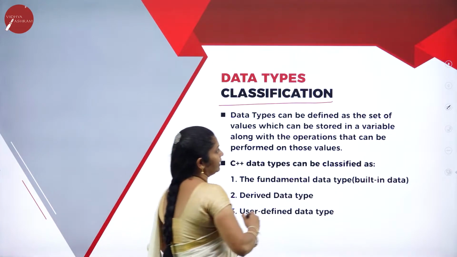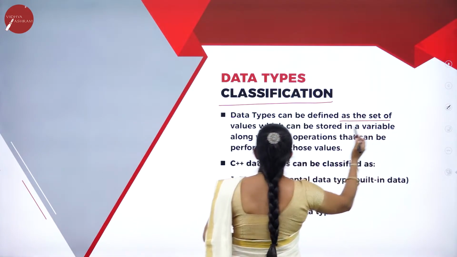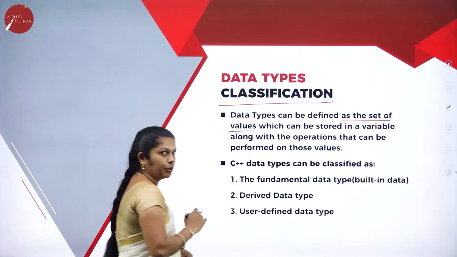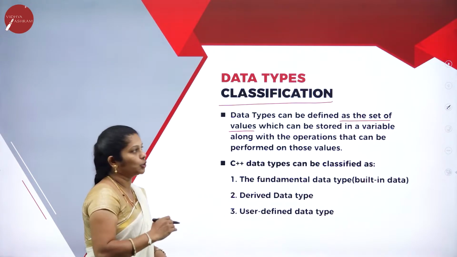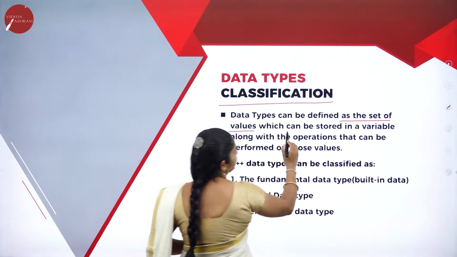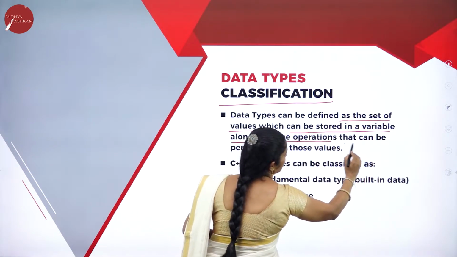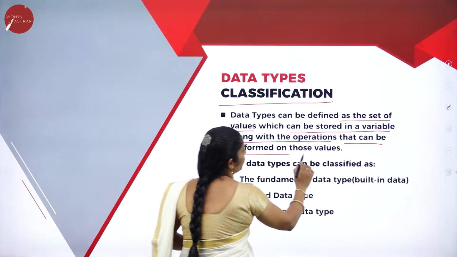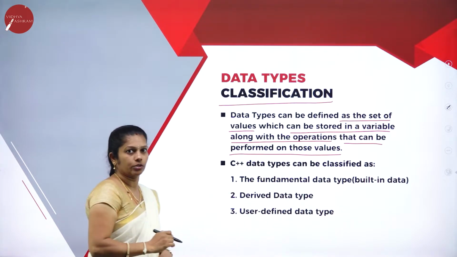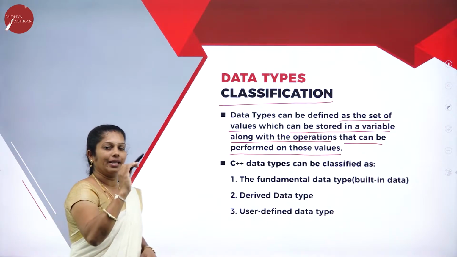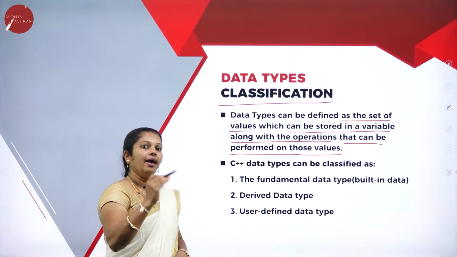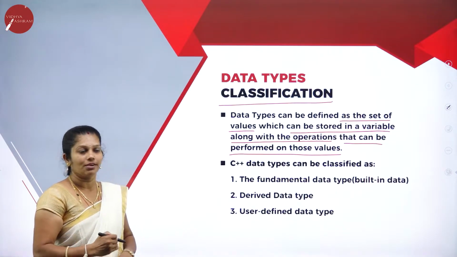Data types can be defined as the set of values. Already I told you which type of value we are storing. Values which can be stored in a variable, along with the operations that can be performed on those values. Usually on those variables we are performing the operation, and the variables will store the value.